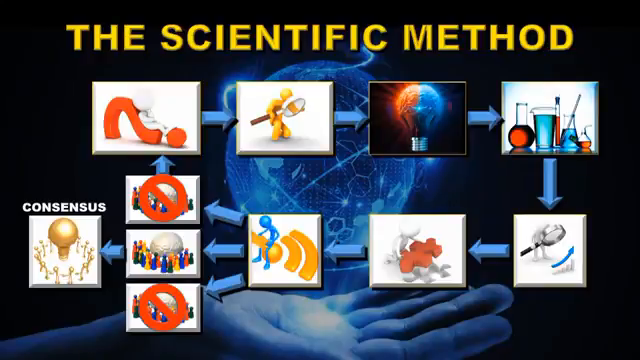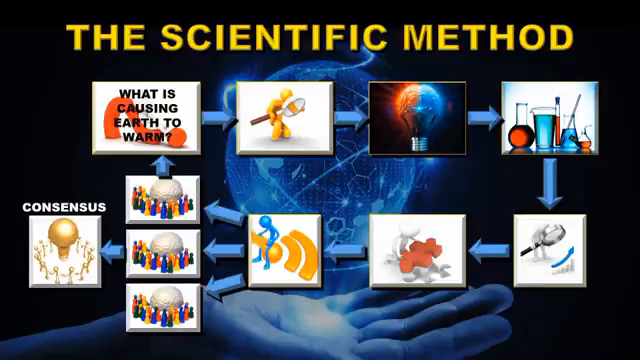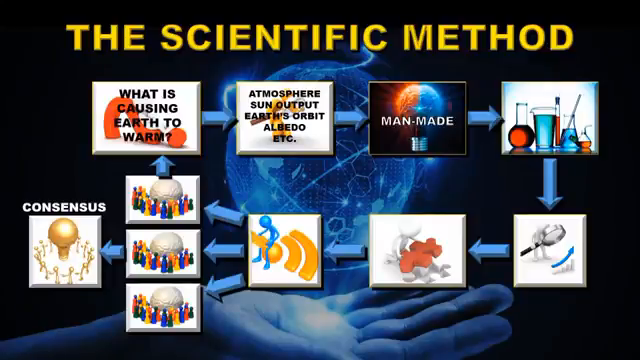Now let's take a look at this in the context of global warming. So, for example, your question could be, what is causing the Earth to warm? You would then research the Earth's atmosphere, the solar output, changes in the Earth's orbit, changes in the Earth's albedo, and any other factors that you think are appropriate. And say the concept you come up with is that it is basically man-made. So then you would devise a number of experiments to test that. For example, you might take a lot of different observations at different wavelengths over a long period to see how and why the Earth is warming.